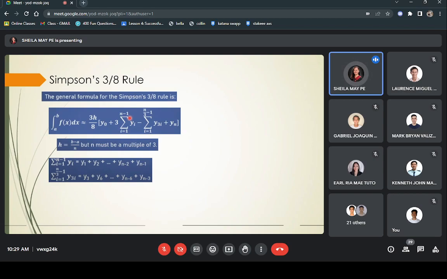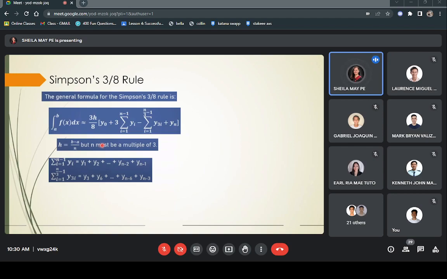This one here, class, is the summation of all the, I forgot the word, in between. I always forget that. Okay, this is just the summation of our in between bases minus the summation of the y's that are multiples of 3. I'll explain later. Okay, plus yn. yn is the right outermost base. And in here, n must be a multiple of 3.